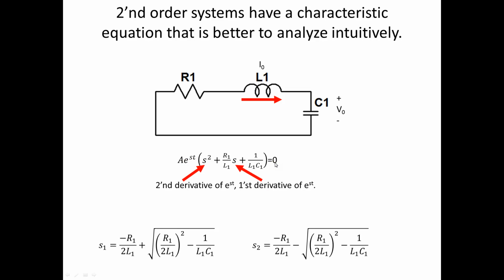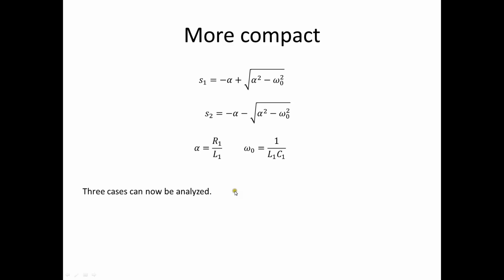So where does this equal 0? Well, here are the two roots. All right. Still might be a little bit hard to see what's going on, so we put it in a more compact form with the roots of s1 equal to minus alpha plus the square root of alpha squared minus omega naught squared, and the roots are just different by this change of sign here. And alpha is R1 over L1, and omega naught is 1 over the square root of L1 times C1.